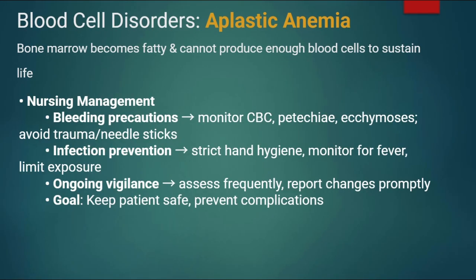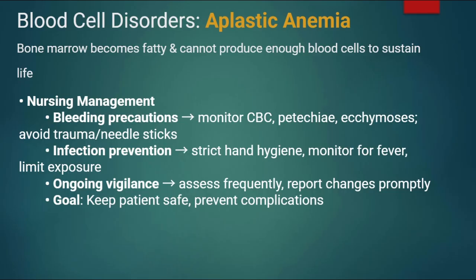As nurses, managing a patient with aplastic anemia requires constant vigilance. These patients are at very high risk for bleeding and infection because of pancytopenia. The first priority is bleeding precautions. Because platelet counts are low, patients may bleed easily, even from minor injuries. We need to monitor CBC results closely and check the skin and mucous membranes for signs such as petechiae or ecchymoses. We must also avoid unnecessary needle sticks, use soft toothbrushes, and protect the patient from falls or trauma.